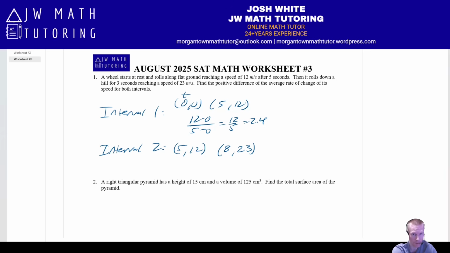So now we can do the same calculation. Average rate of change is basically like a slope calculation: 23 minus 12 over 8 minus 5. And here on the bottom is where you could technically just plug in a 3, because it tells you that the total time change over the second interval is 3 seconds. So we get 11 over 3. That's also 3.6 repeating. So now you just have to subtract these two values. The second one is the larger one, so we'll do that one first.